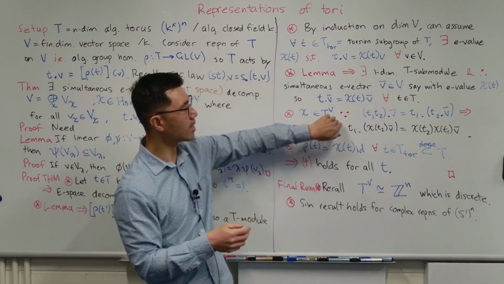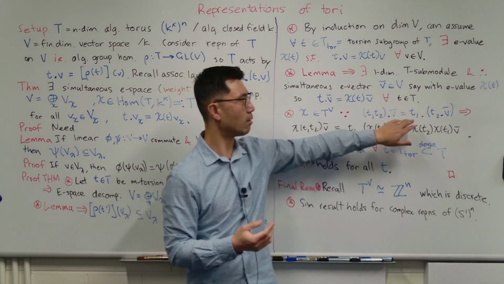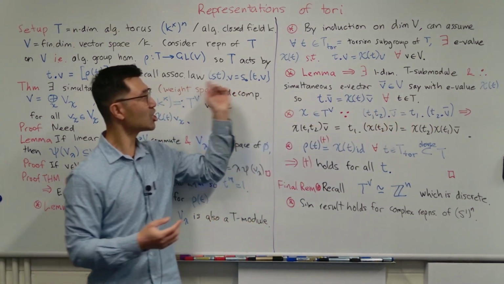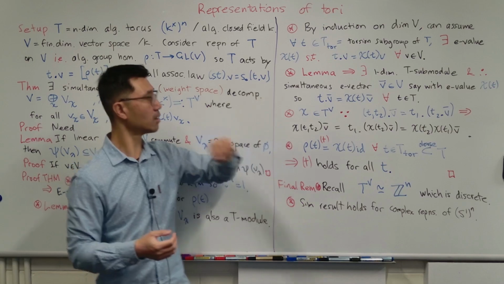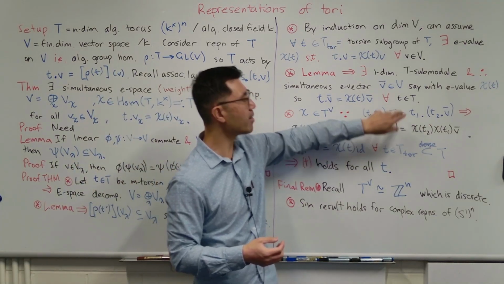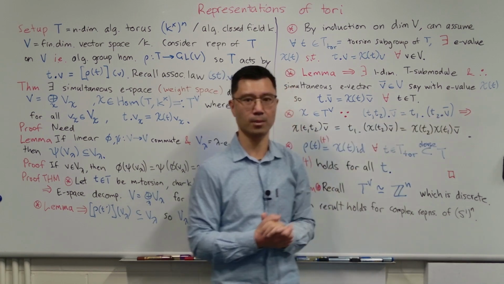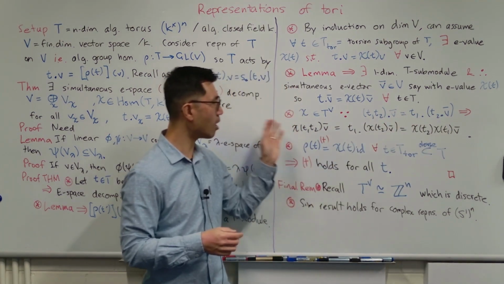And the key point is that this is essentially just a consequence of the fact that this action is associative. So if you let the product T1, T2 act on this V bar, that's the same as if you let T2 act on V bar first and then T1 act on it. Okay, so let's see why that's the case.